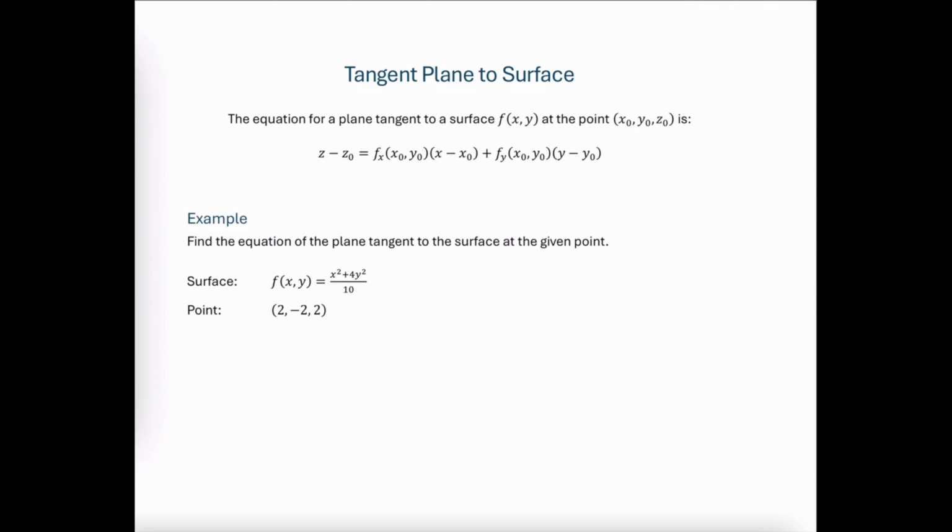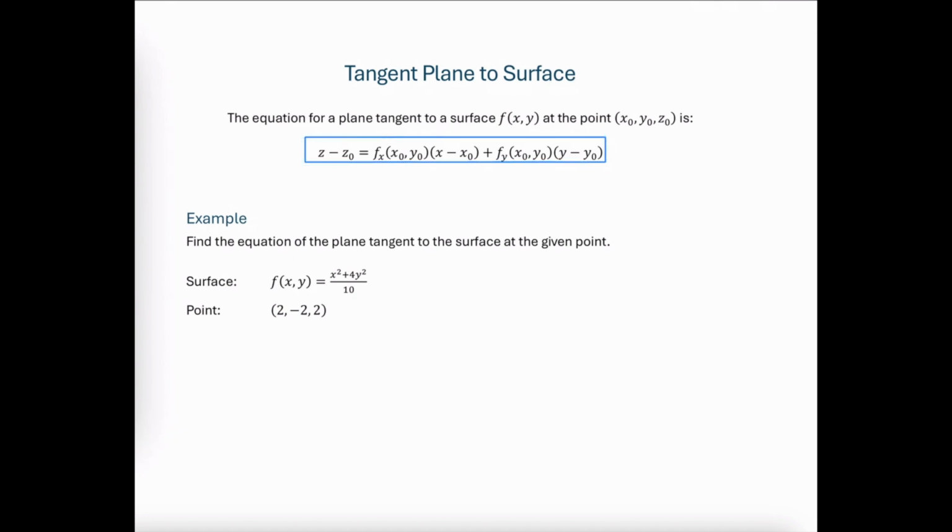In this example, we're being asked to find the tangent plane to a surface at a given point. We're going to use the formula for determining the tangent plane that involves the first partial derivatives. So the first thing that we need to do is evaluate the first partial with respect to x and the first partial with respect to y.